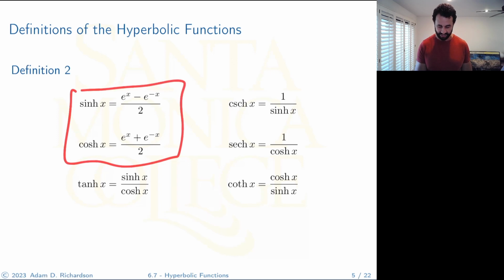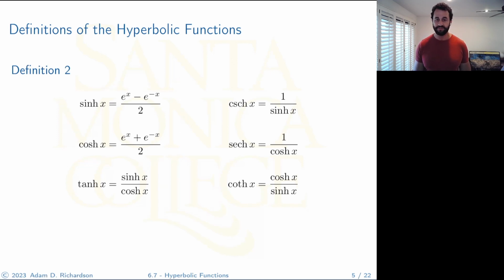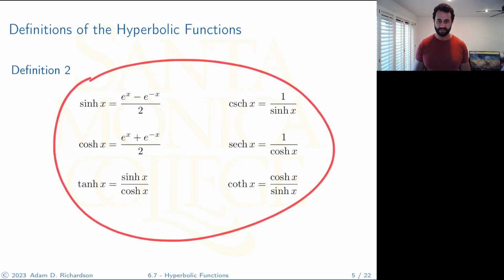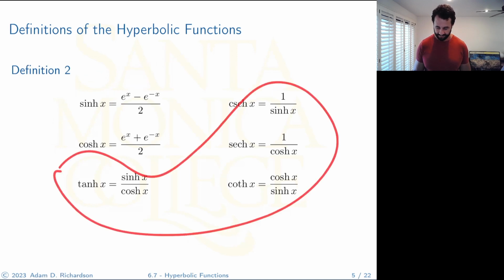Okay. So these are the definitions. And this is also why I say you need to memorize these two. Once you have those two memorized, you get all 6. You get the other 4 for free.